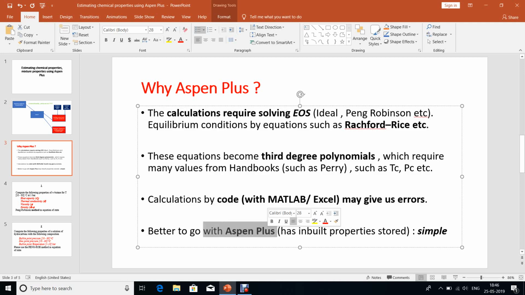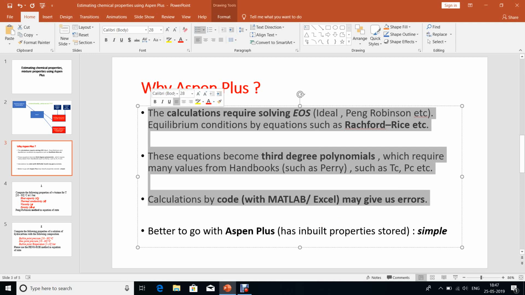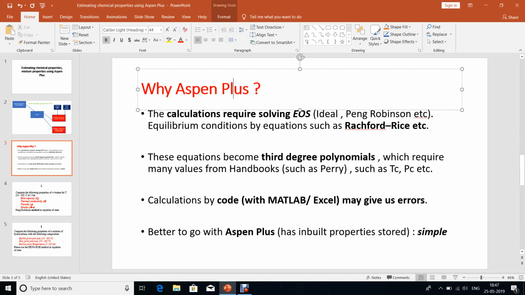So all these three points are conventional ways, and as against this, the Aspen Plus way or ChemCAD way or any of the simulation based ways, this particular last point, the Aspen Plus way, is very simple as compared to these. So therefore, I put this topic, why Aspen Plus.